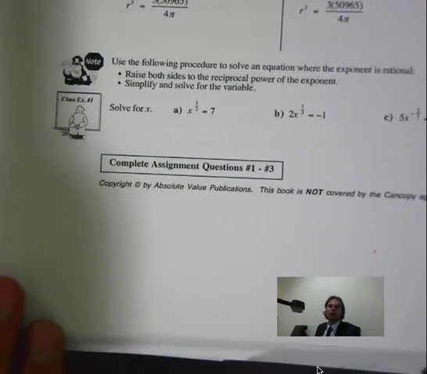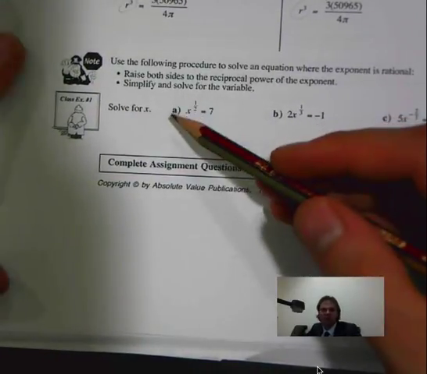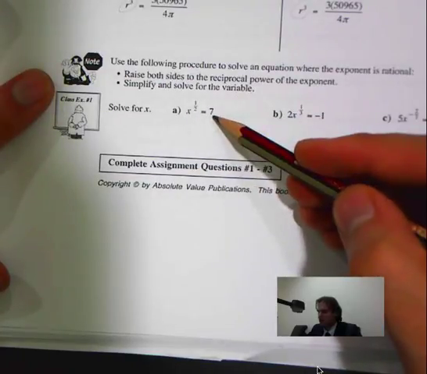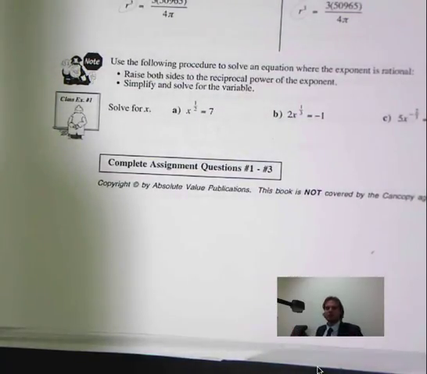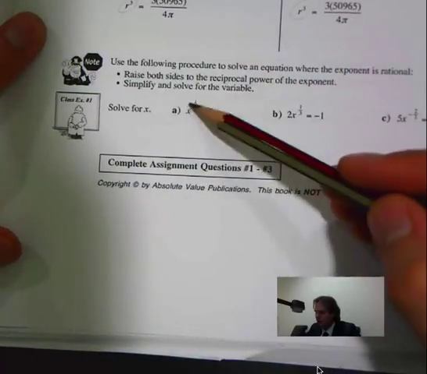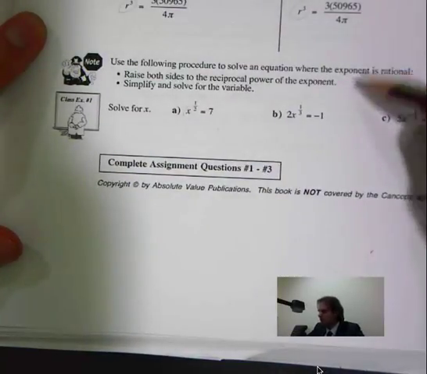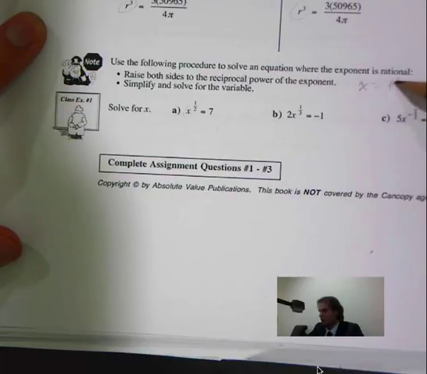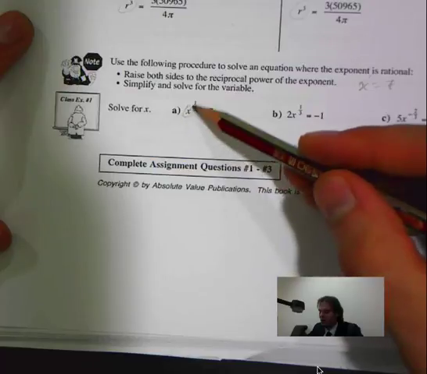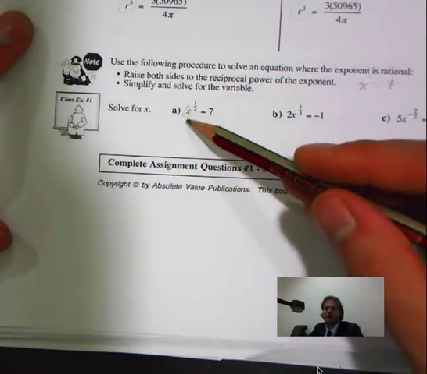So we're going to start off here and go over some little examples. The first example is x to the 1/2 is equal to 7. Our problem here is we do not like it when our exponent isn't 1. If I said x is equal to 7, anything to the power of 1, that's easy. We always want our exponent to be 1 to solve for x if it's a variable.